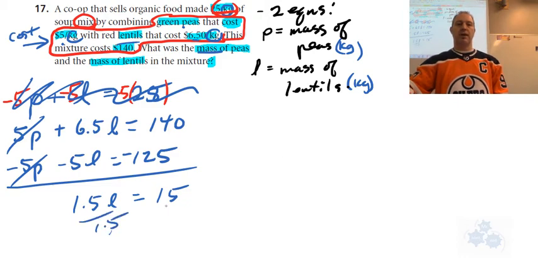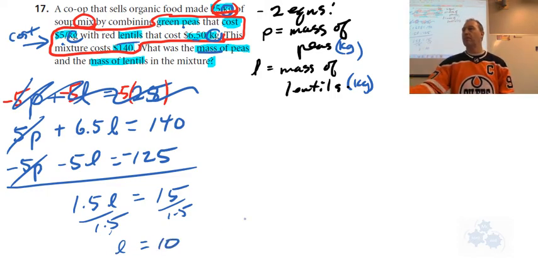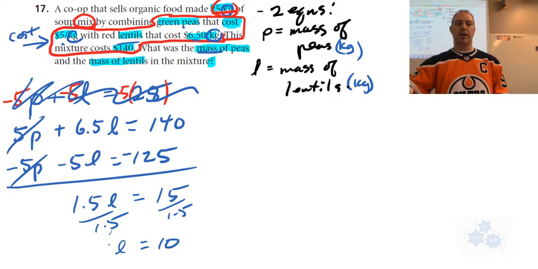Divide by 1.5. L equals 10. That look good? L equals 10. Who got L equals 10? Good. And so we plug this 10 value into one of the original equations.